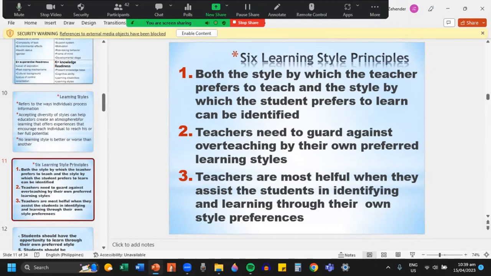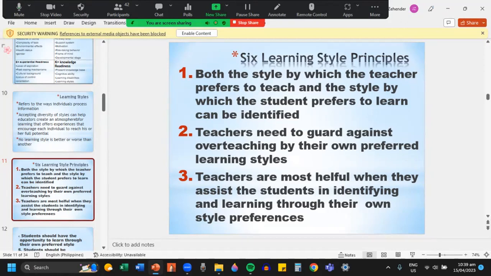So it's not all the time na lecture ata. There are sometimes na pwede magamit ng mga videos or pwede magamit ng mga other styles, like teach live demo, or one-on-one learning setup, tapos may guided supervision. Okay, so depende sa style. Next, teachers are most helpful when they assist the students in identifying and learning through their own style preferences.